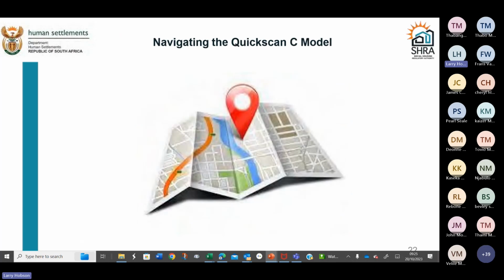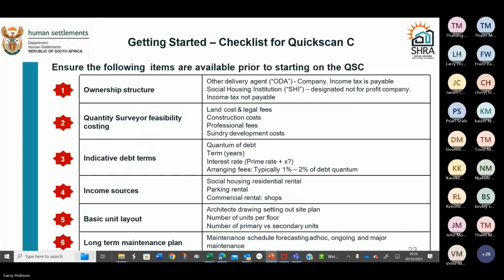Okay, so we'll move on to the next one. Now we'll go navigating through the QuickScan C model. There are some snapshots here of what the model looks like. We'll be going through the model in real time a bit later, but this is an introduction to it.